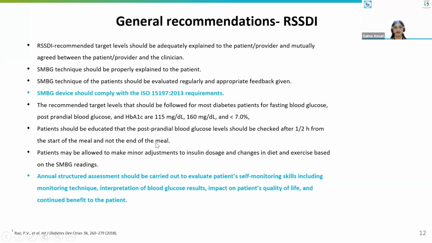Patients should be educated that the postprandial blood glucose level should be checked 1 to 2 hours from the start of the meal. Usually, patients think that once they finish the meal, whatever time it takes, they have to start counting 2 hours from that time. But it is important that they check from the first bite of the meal, so that we can get a reliable value. And the patient may be allowed to make minor adjustments to the insulin doses and changes in the diet based on the SMBG readings.